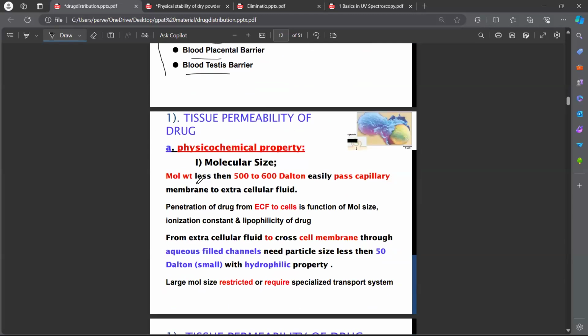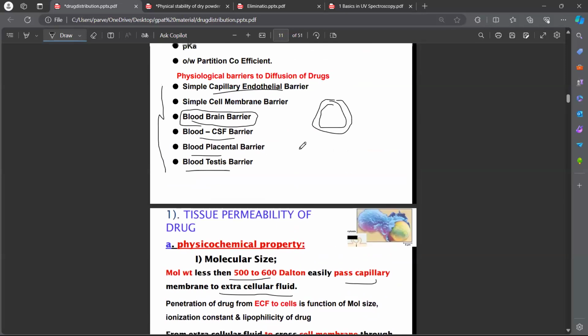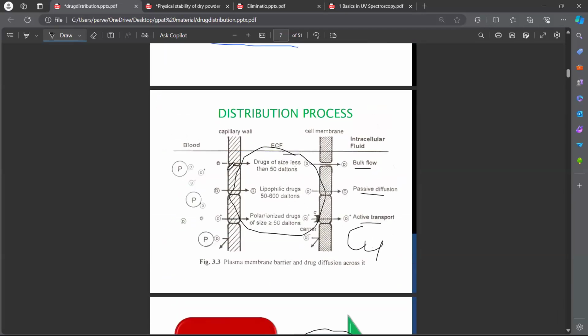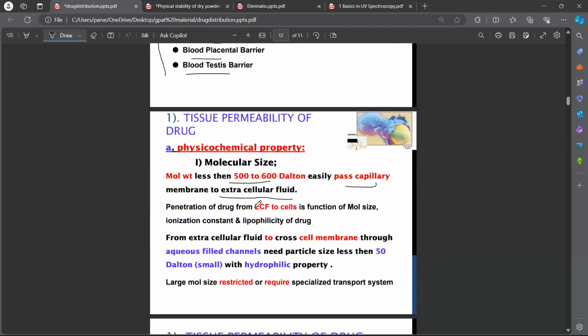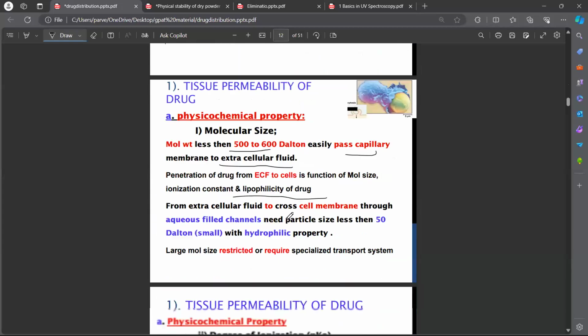Molecular weight less than 500 to 600 Daltons can easily pass the capillary barrier to the extracellular fluid. See, this is the capillary barrier, and drugs with a molecular weight up to 600 Daltons can easily cross this capillary barrier and enter into the extracellular fluid, basically the fluid present outside the tissues. Penetration of the drug from the extracellular fluid into the cells is a function of the molecular size, ionization constant, and lipophilicity of the drug.